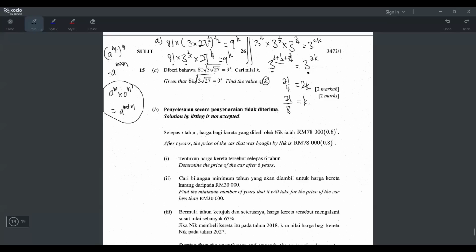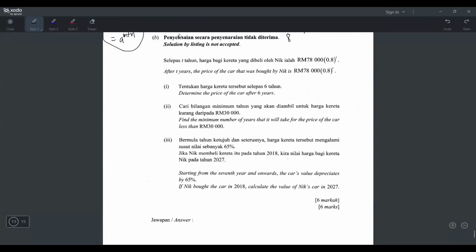Okay, so this is worth 2 marks. So yeah, this is how I would do it. Okay, done. Okay, question B, what does it want? Solution by listing is not accepted. Listing is not accepted. Okay, can.